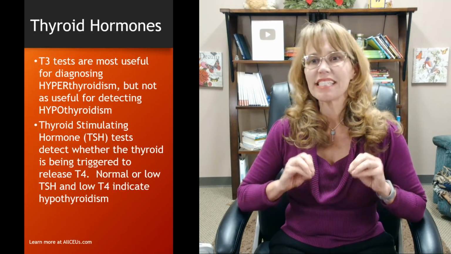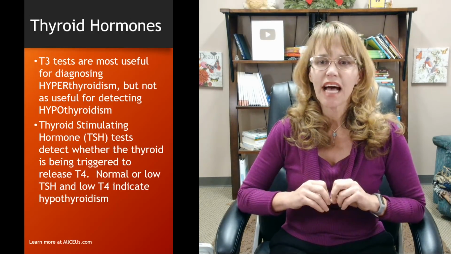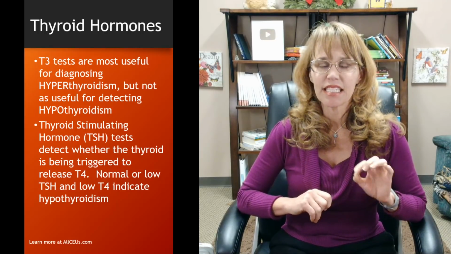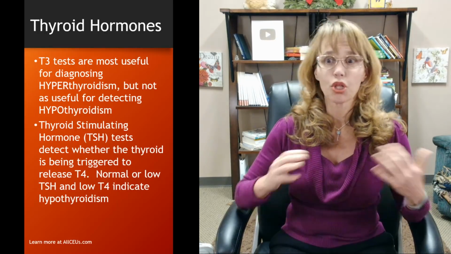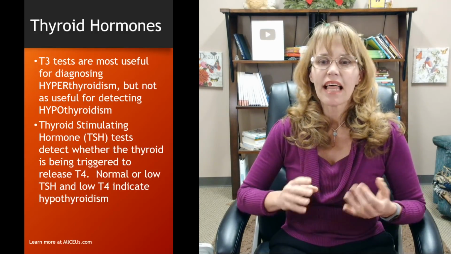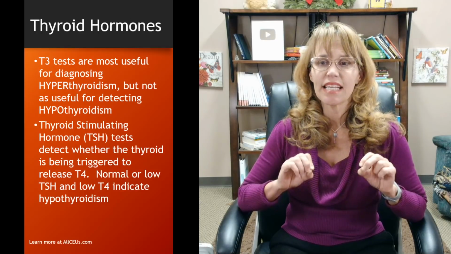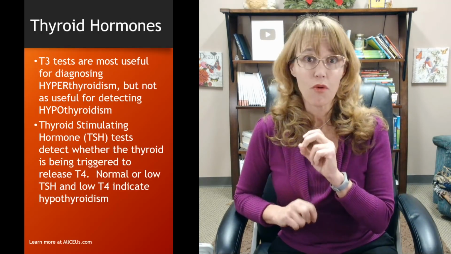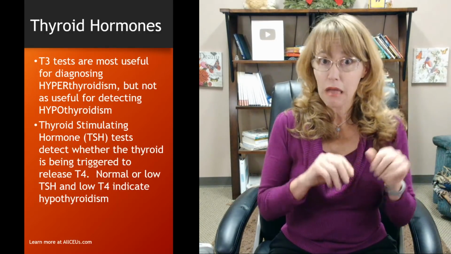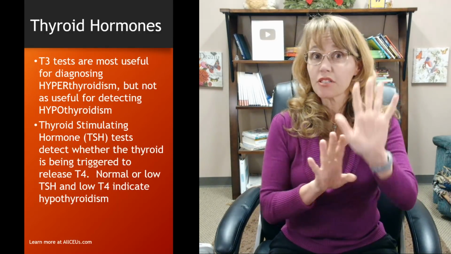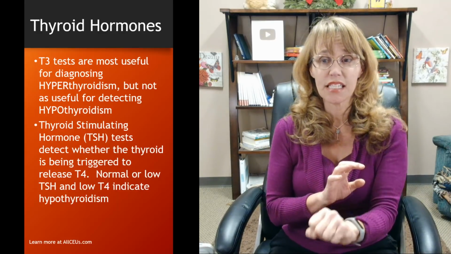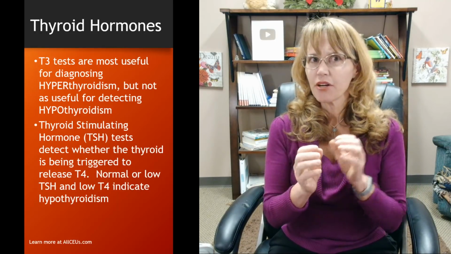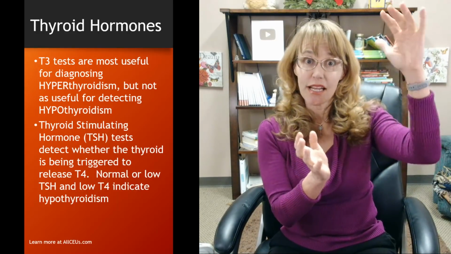Now, T3 tests are most useful for diagnosing hyperthyroidism, but not as useful for detecting or diagnosing hypo or low thyroidism. Thyroid stimulating hormone, or TSH tests, detect whether the thyroid is being triggered to release T4. So when the HPA axis kicks off, TSH triggers the thyroid to release T4 into the system. So your TSH tests figure out, is that part of the process working or not?